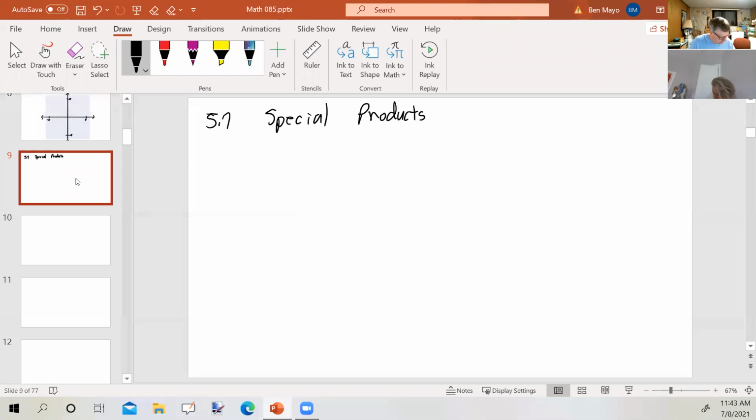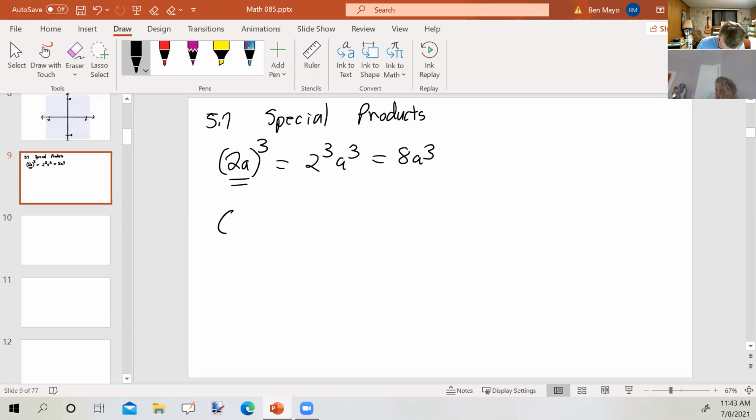Okay. Now, again, I'm going to go back and look at something at the beginning of this chapter. If I have a product like 2a raised to a power, let's say the 3rd power, this is equal to 2 cubed times a cubed, or 8a cubed. So if you have a product raised to a power, you attach that power to each factor of the product, okay? But what if you've got something like this?